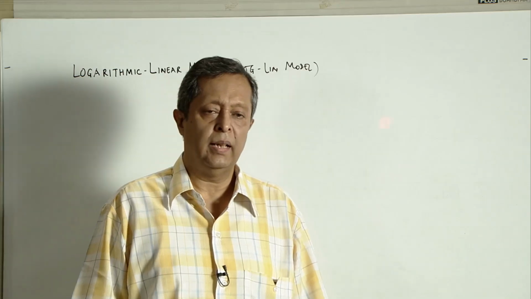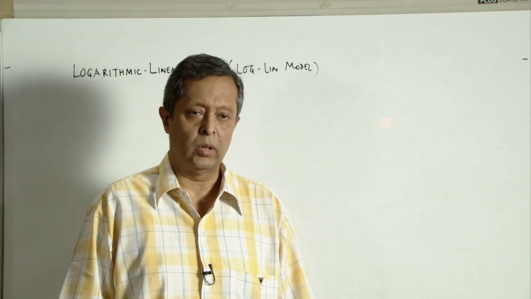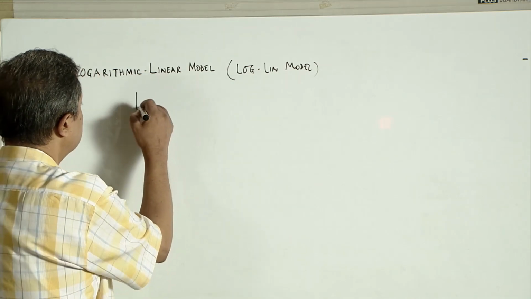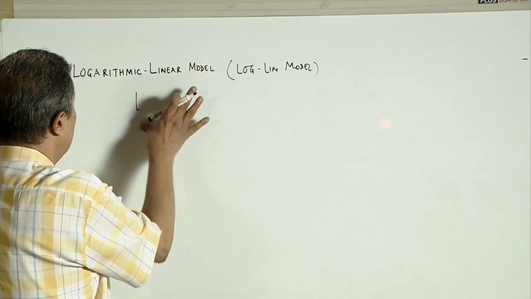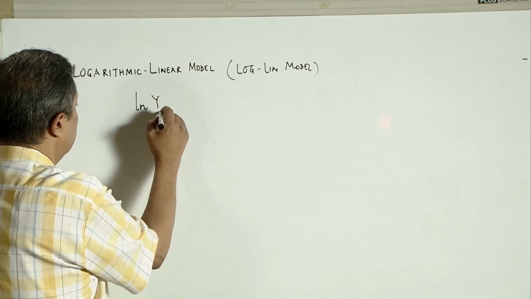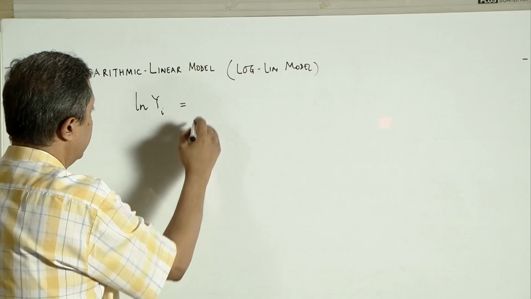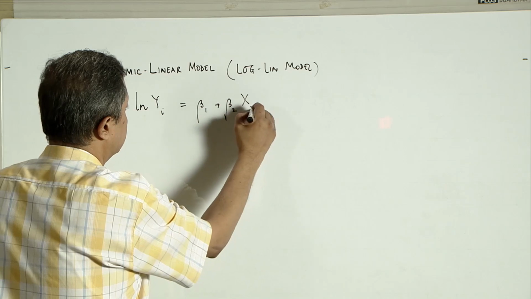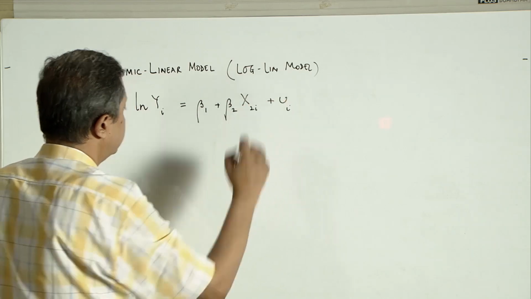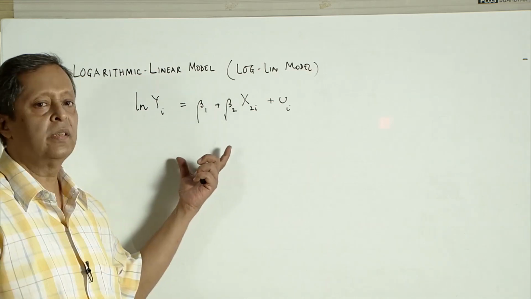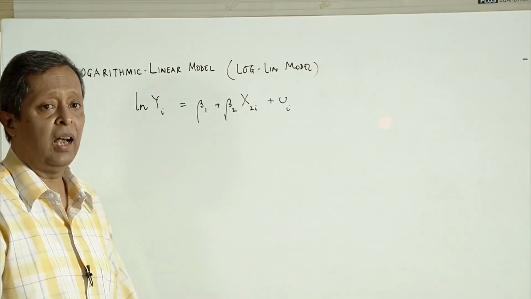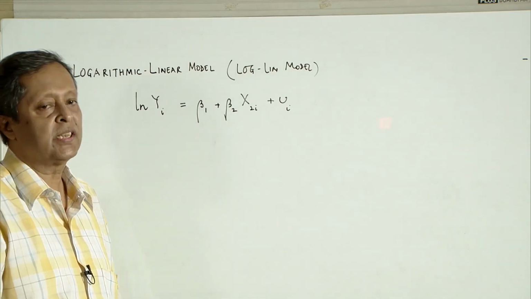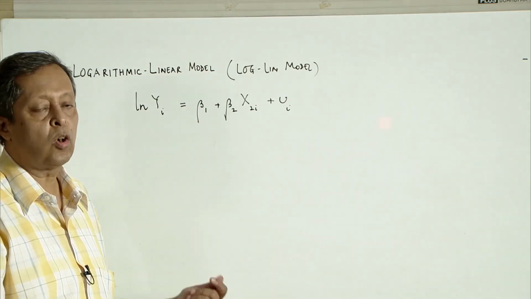So, now we take a look at log lin models, that means models where log y, or in natural logarithms it is ln y, is regressed on variable x2 plus u. So, we might ask the question, what is the use of this model? Till now, whatever we have studied, the different types of regressions, they were basically cross-section regressions, data using cross-section.